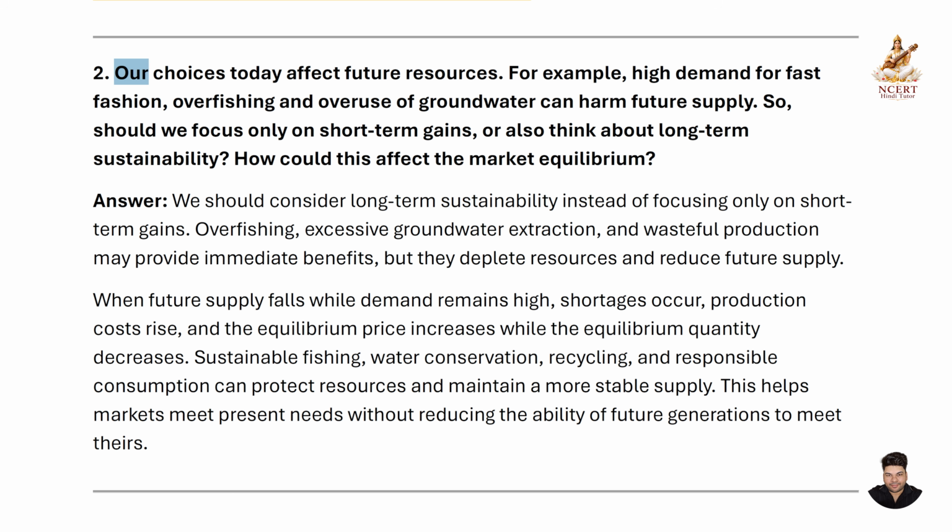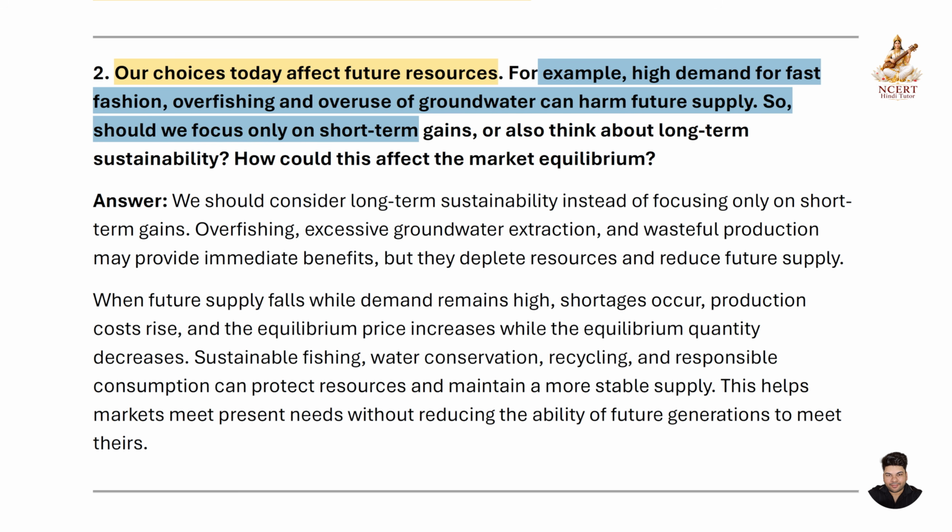Question 2. Our choices today affect future resources. For example, high demand for fast fashion, overfishing, and overuse of groundwater can harm future supply. So, should we focus only on short-term gains or also think about long-term sustainability? How can this affect the market equilibrium?